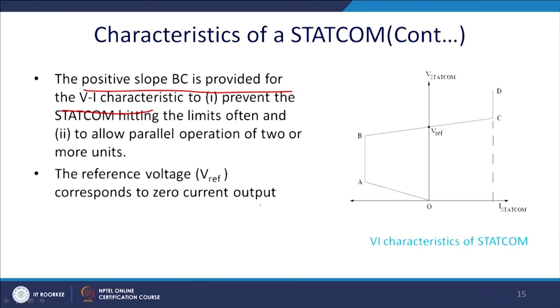The reference of the voltage Vref corresponds to the 0 current output. So, this is basically the 0 current output, and from here it can go to the operating region. So, it can go from B to C, and in this zone it can compensate, and thus you can increase this limit by paralleling, putting in more Statcoms.